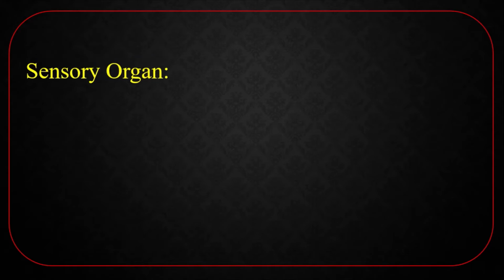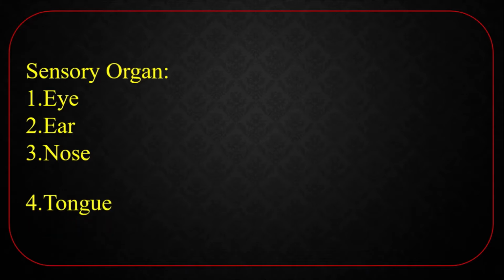Sensory organs. What is sensory organs? The organs that we use to see, hear, smell, taste or feel are called sensory organs. With the help of the sensory organs, our brain is informed of everything happening in the world around us. There are 5 sensory organs. Number 1, eye. Number 2, ear. Number 3, nose. Number 4, tongue. Number 5, skin.